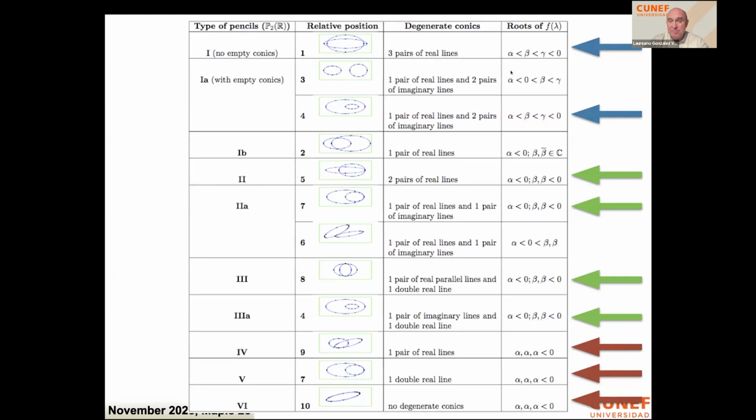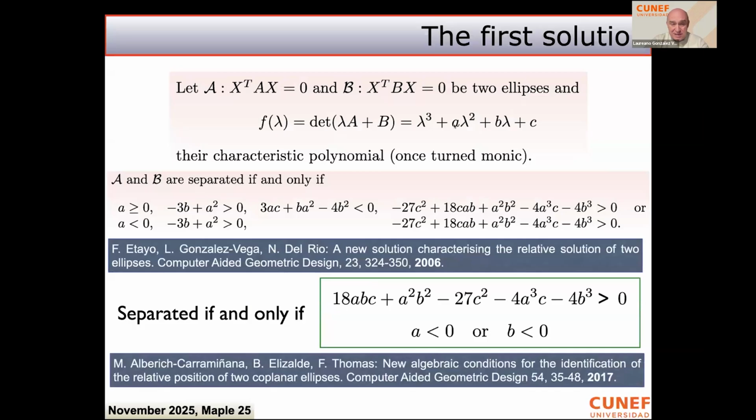In the first case, for example, when introducing the pencil A plus lambda times B, we have 3 pairs of real lines, which is different from what is happening here, where we get 2 pairs of real lines and 2 pairs of imaginary lines. But this was enough to solve this problem. In 2006, we were able to produce what we are looking for.